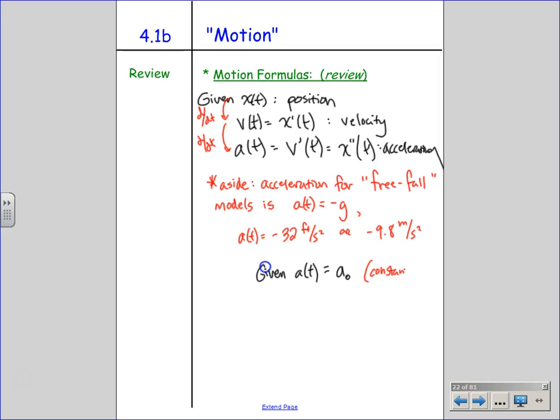Let's say instead of last semester where we had to start with position and work our way forward, or start with velocity and work our way forward with derivatives, let's say if gravity is this thing that's at work, which it most definitely is, especially on free fall models, wouldn't it be helpful to go backwards? What would velocity equal if we were given acceleration? The integral.